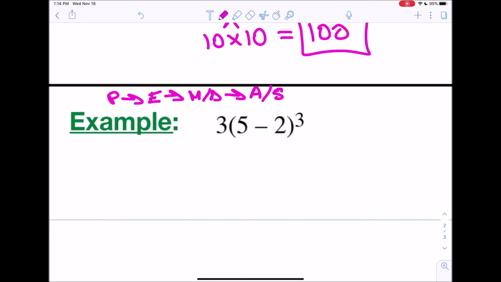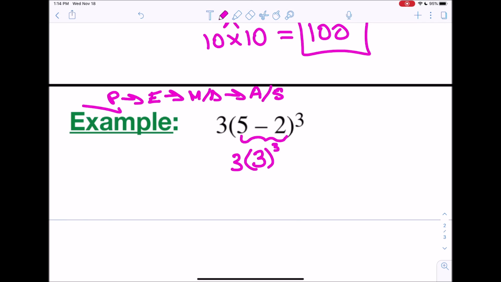So first things first, like we saw in the past problem, when you have parentheses, that's always first in order of operations, so we have to do the inside. So 5 minus 2 ends up being 3. So we're going to now have 3 times 3 to the third power. Now these parentheses are no longer regular parentheses. I'm just using them to show that it's being multiplied by 3.